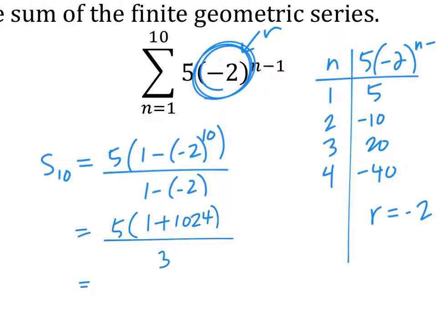And then, I think I did this wrong. Sorry, that's a minus there. Okay, so 1 minus 1024, 5 times -1023 over 3. Double check. -1705.